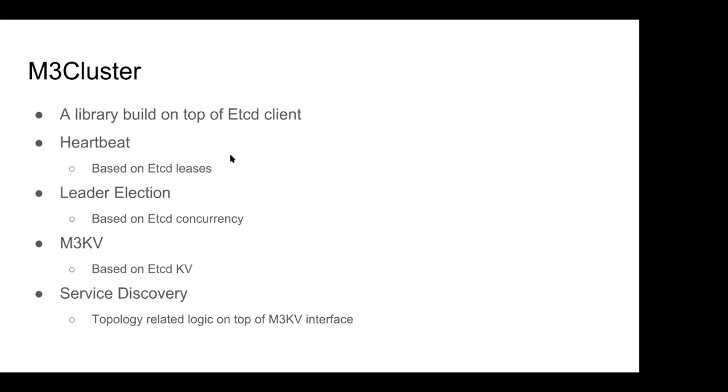So more about M3 cluster. It's basically a library built on top of the etcd client, and it provides heartbeating functions. For example, each instance participating in the service will keep heartbeating its information, and that information can be used to automatically fix topologies and so on. And then we built leader election on top of etcd's concurrency package. We built M3KV, which is a key-value interface based on etcd's key-value interface. And then we provided our own service discovery semantics on top of the M3KV interface.